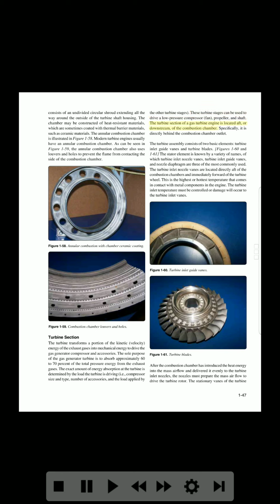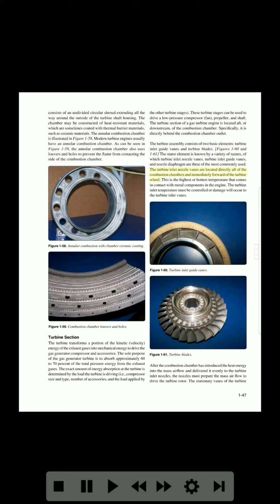The turbine section of a gas turbine engine is located aft, or downstream, of the combustion chamber. Specifically, it is directly behind the combustion chamber outlet. The turbine assembly consists of 2 basic elements, turbine inlet guide vanes and turbine blades, Figures 1-60 and 1-61. The stator element is known by a variety of names, of which turbine inlet nozzle vanes, turbine inlet guide vanes, and nozzle diaphragm are 3 of the most commonly used.